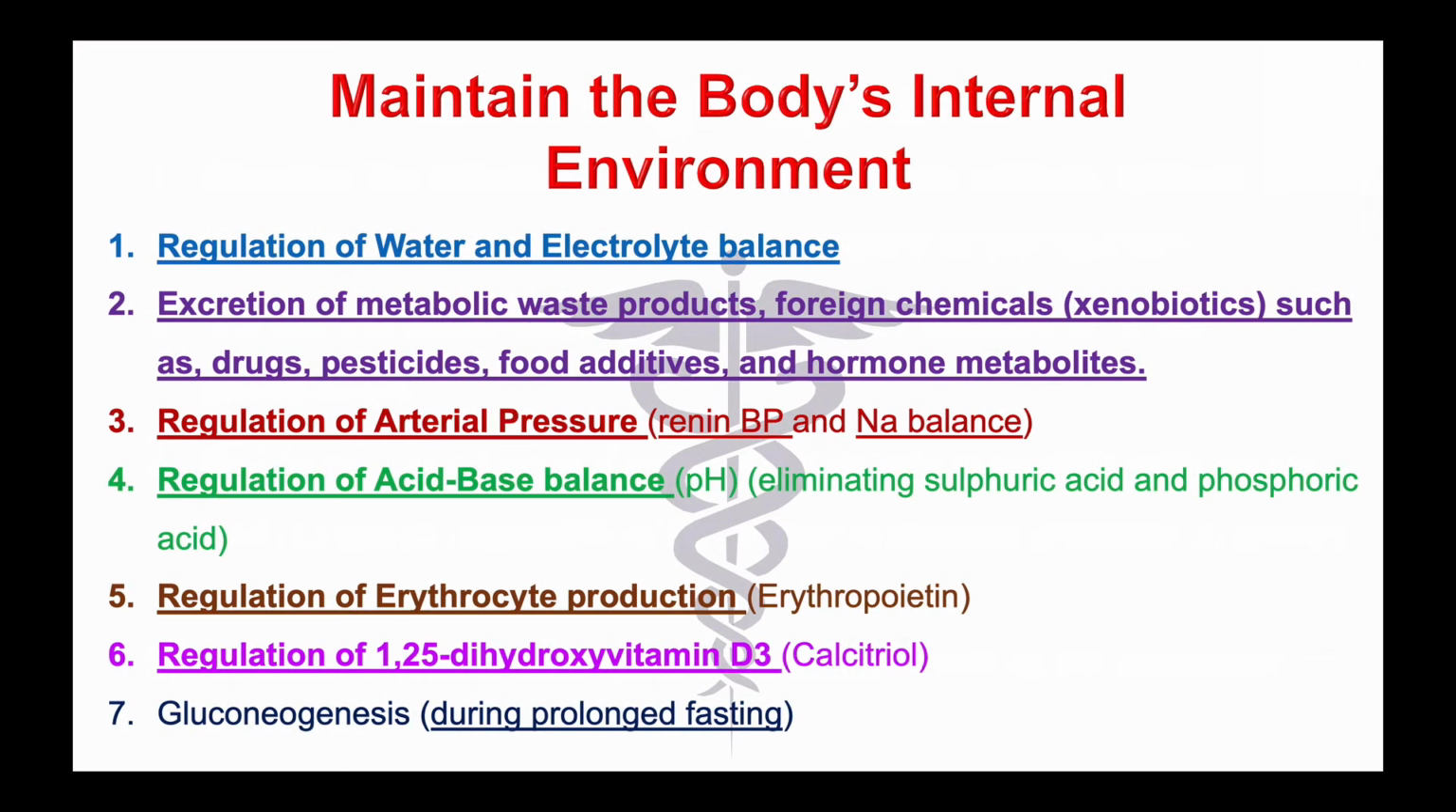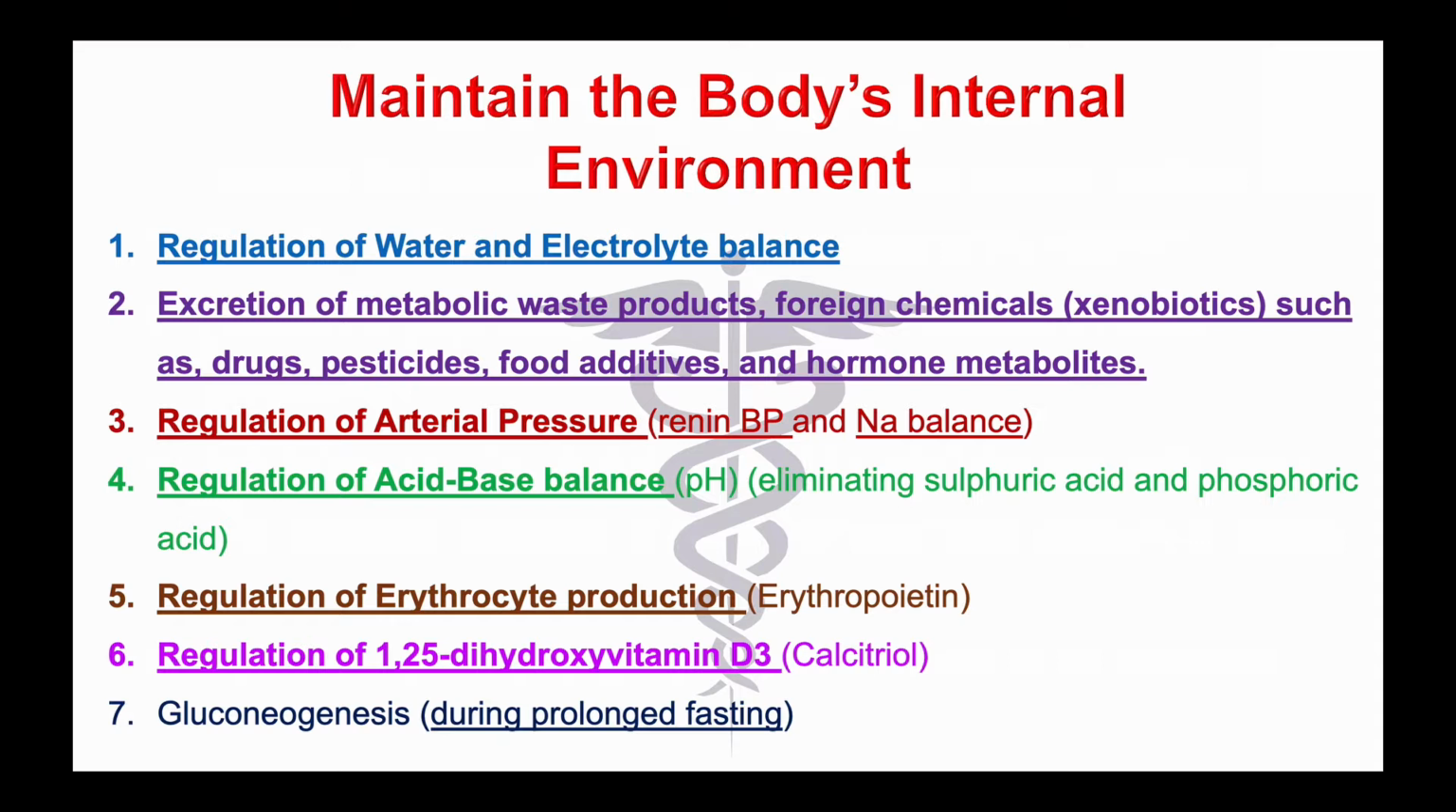The main role of the urinary system in the body is to maintain the body's internal environment. For that there are many points you have to consider. What is the normal internal environment? For example, normal sodium level, normal potassium level, normal body fluid level, normal hormonal level. Everything has to be considered. So regulation of water and electrolyte balance is done by the kidney.